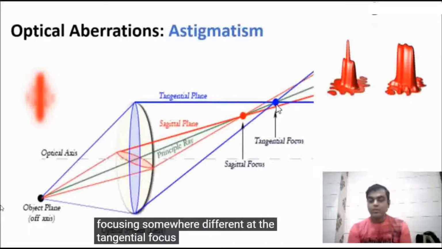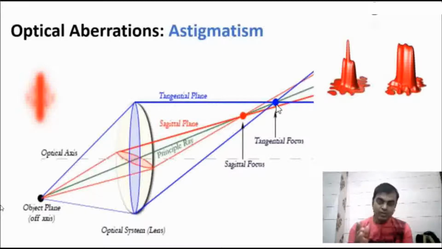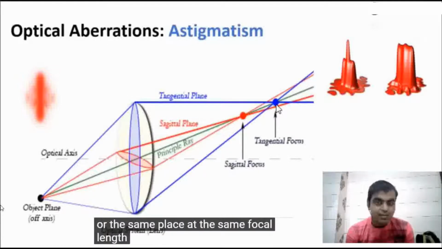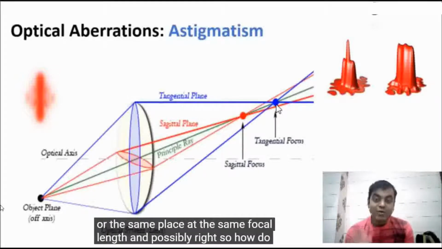तो अब इससे क्या होगा, आप या तो focus blue वाले को करोगे या तो focus red वाले को करोगे. You cannot focus both at the same time or the same place at the same focal length. नहीं possible है, right? So how do you correct it?